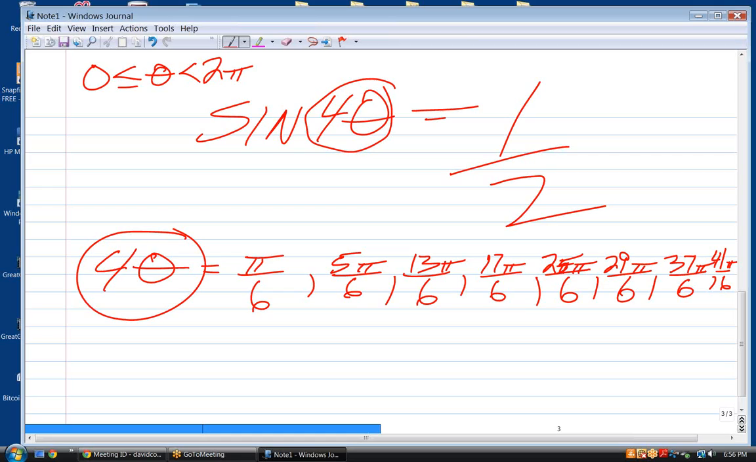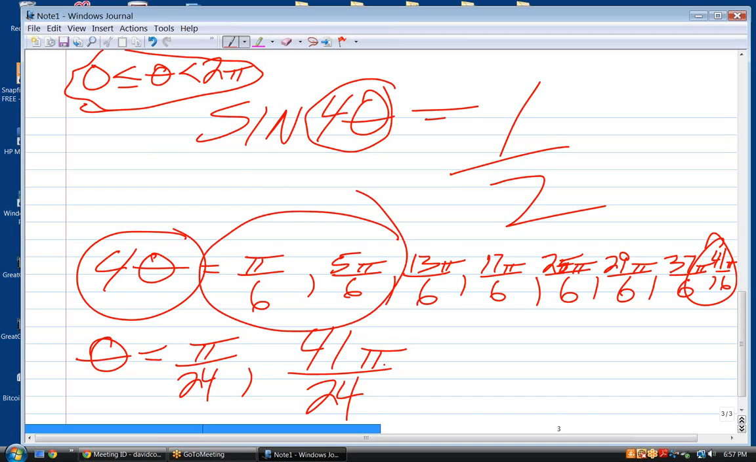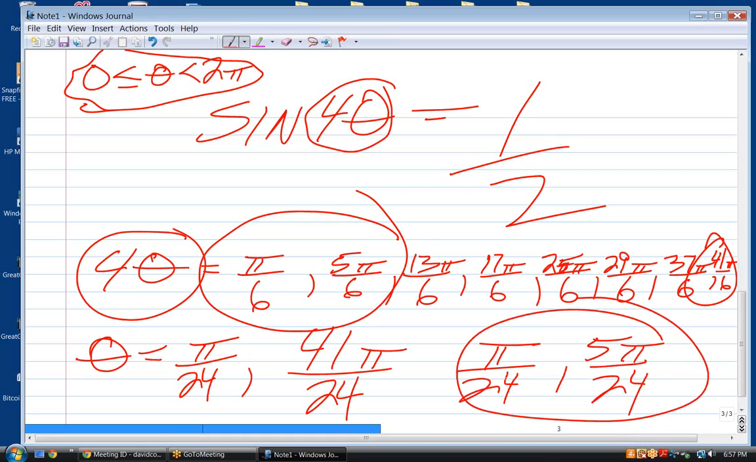So what's theta going to be? Theta is going to be all of those divided by 4. And notice, this is pi over 24. That's a solution. If I get down to this one, that's 41 pi over 24. Notice that all 8 solutions are now between 0 and 2 pi for theta. But the mistake most people will make on this is they won't expand their domain. They'll only come up with those 2 answers, which means they'll only come up with pi over 24 and 5 pi over 24. They'll come up with 2 answers instead of 8.